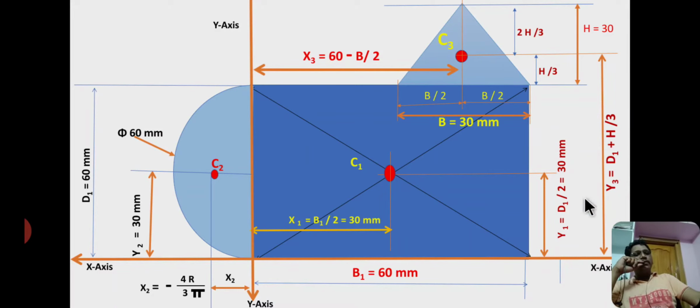So from here to here you have to consider as y3. So y3 equal to height of a square, that is 60, plus 1/3 of height of a triangle. So d1 plus h by 3. In next slide I have written these values in tabular form.